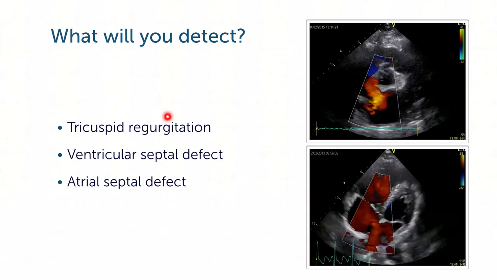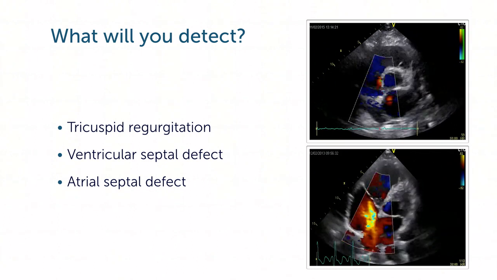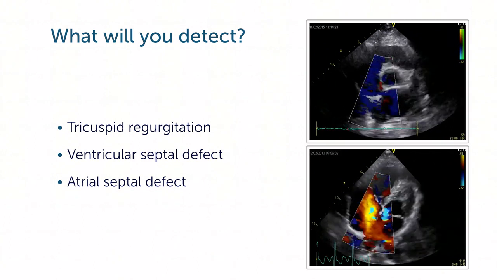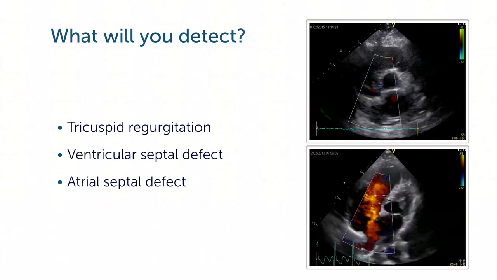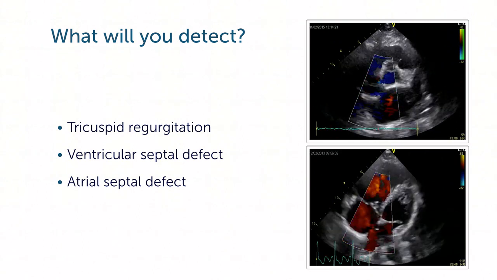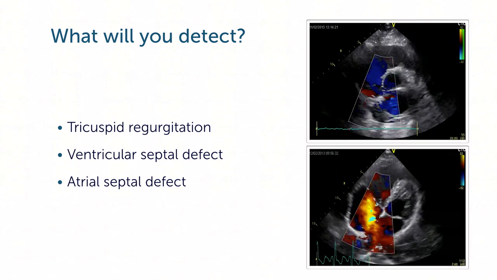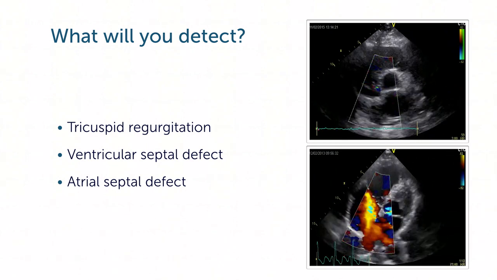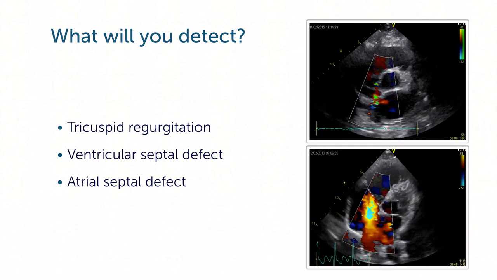Finally, we also look at tricuspid regurgitation here because we do see the tricuspid valve, and in some patients this is actually the best view to depict TR and also sometimes the view where we get the highest TR signal. So this is the way we use color Doppler in the parasternal views.